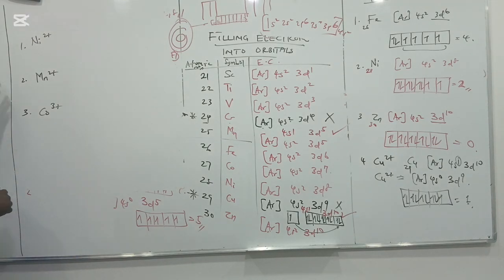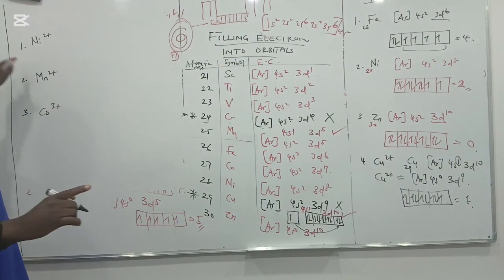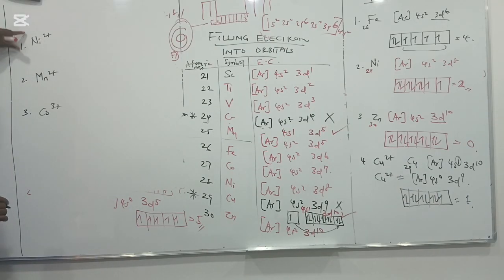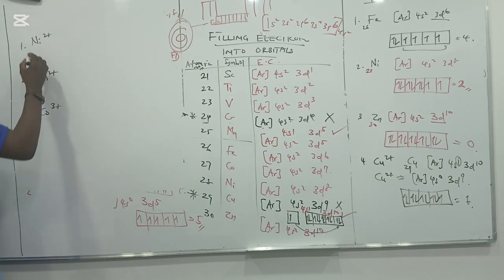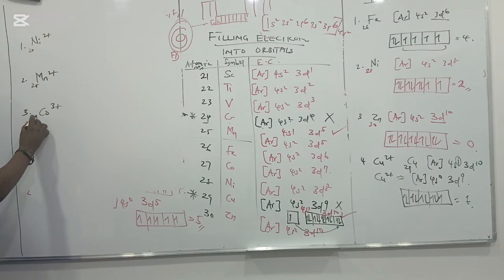All right, so quickly let's try this together. You can pause the video now and quickly try this. How many unpaired electrons do we have in these transition metal ions? Now I believe that you got it. All right, that's beautiful. Nickel is number 28, manganese is 25, cobalt is 27.